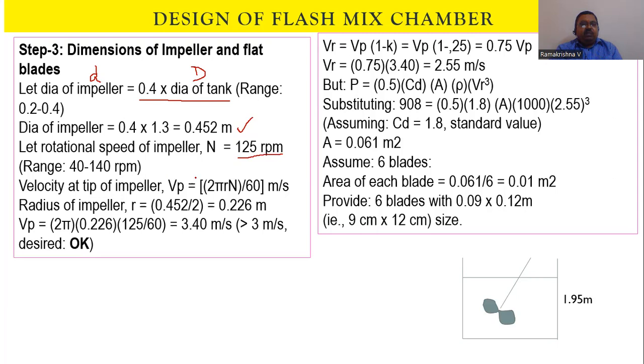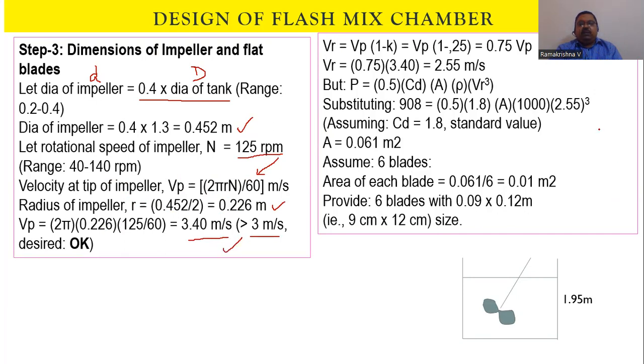So the velocity at the tip of the impeller is 2 pi R n by 60, because this is given in RPM, revolutions per minute, so it should be converted to seconds by dividing by 60. The radius of the impeller is nothing but half of the diameter, 0.452 by 2, 0.226. So V is equal to 2 pi R n, 3.4 meters per second, which is greater than 3 meters per second. So this is also all right for us.